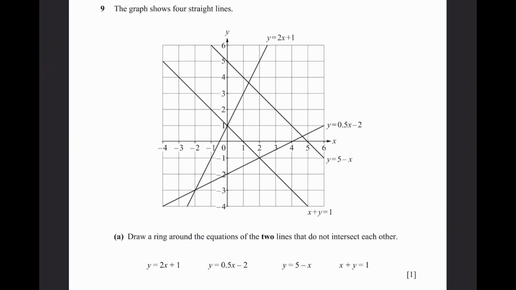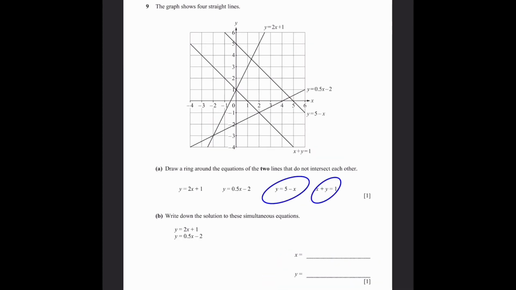Question 9. The graph shows 4 straight lines. A. Draw a ring around the equations of the 2 lines that do not intersect each other. We can see that these 2 lines don't intersect, therefore we can say it's that. Y equals 5 minus x, x plus y equals 1. We can simply draw rings around these.